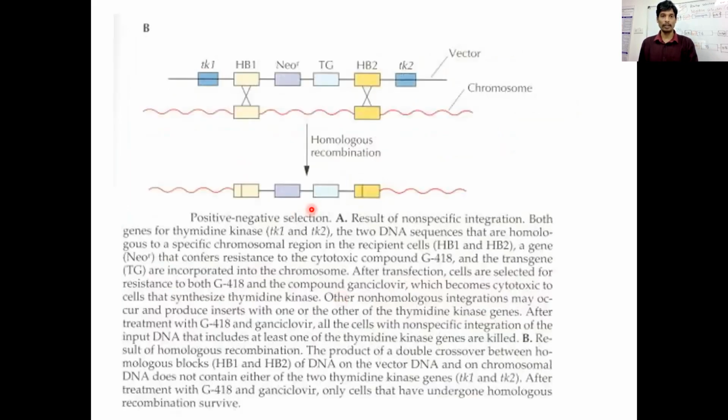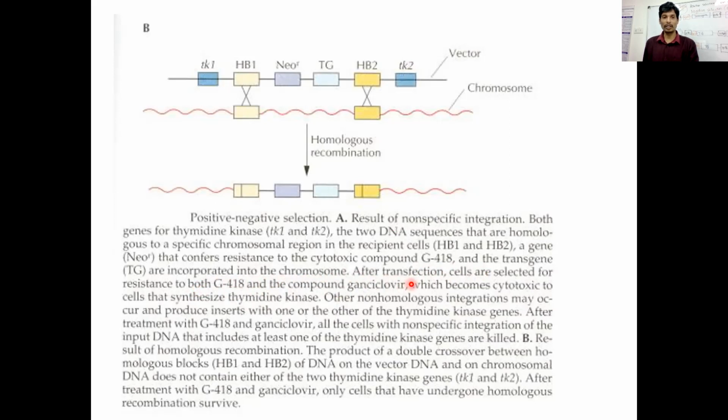This is the one which resulted due to the homologous recombination at the selective site. So homologous recombination will occur and it will lead to this one. So only the neomycin resistant cassette and the transgene will get incorporated. In the positive negative selection, as a result of non-specific integration, both genes for thymidine kinase 1 and 2 and the two DNA sequences that are homologous to the specific chromosome region in the recipient cells, homologous block 1 and 2, a gene neomycin resistant cassette that confers resistance to the cytotoxic compound G418, and the transgene are incorporated into the chromosome.